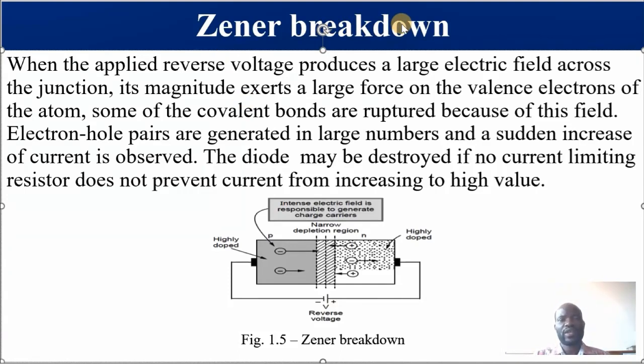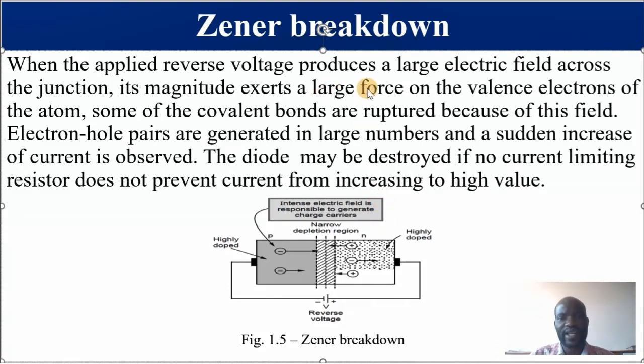And we are saying this occurs when the applied reverse voltage produces a large electric field. A large electric field is developed across the PN junction diode. And we are saying its magnitude or its size causes a large force on valence electrons of atoms. Mind you, we've got atoms in the P type as well as atoms in the N type, and these atoms have got valence electrons, and valence electrons are least attracted to the nucleus.